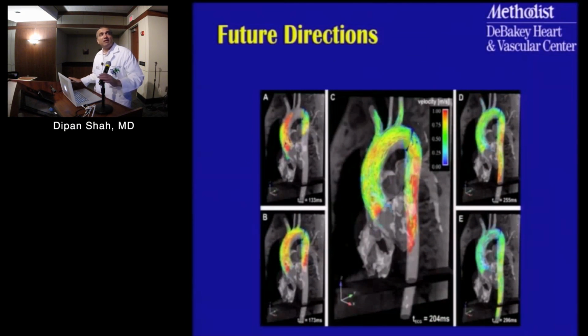With maybe the next frontier, which is, everything I've shown you up till now is basically two-dimensional imaging. So it's 2D phase contrast imaging. But now there are newer techniques where you can actually do 4D flow. So you're measuring a full 3D volume multiplied by time, so you actually are getting four dimensions.